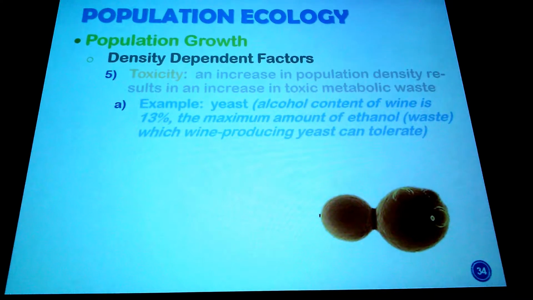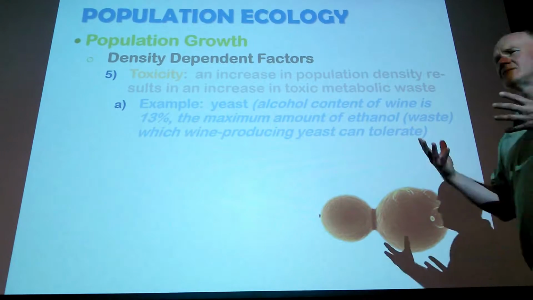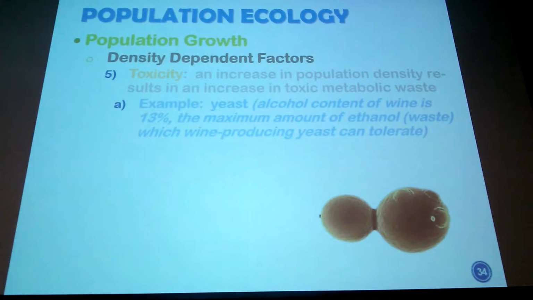Toxicity, an increase in population density results in an increase in toxic metabolic waste. In Bio 5, we talk about this, yeast. Alcohol content of wine is 13%. That's the maximum amount of ethanol, or waste in this case, which wine-producing yeast can tolerate. We talked about it with bacteria. Eventually they make their environment toxic, because of the metabolic waste buildup.